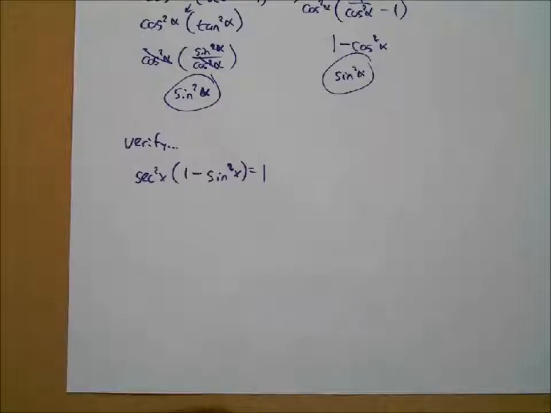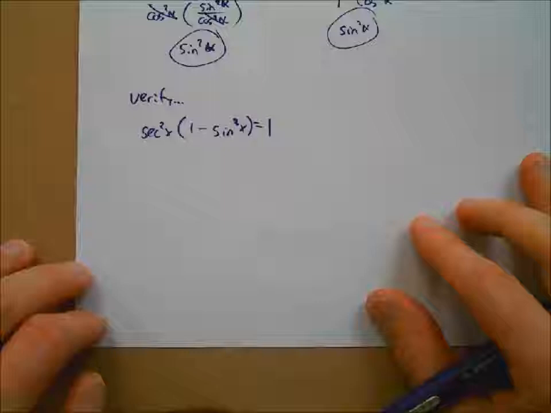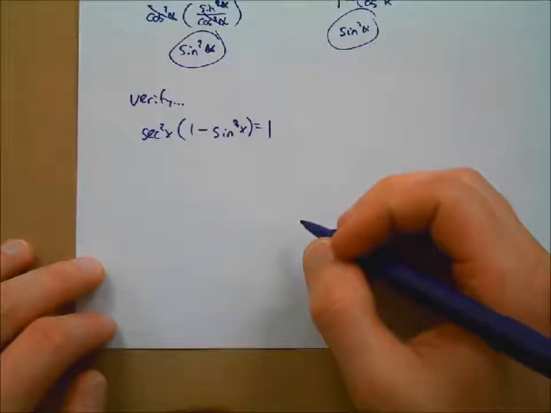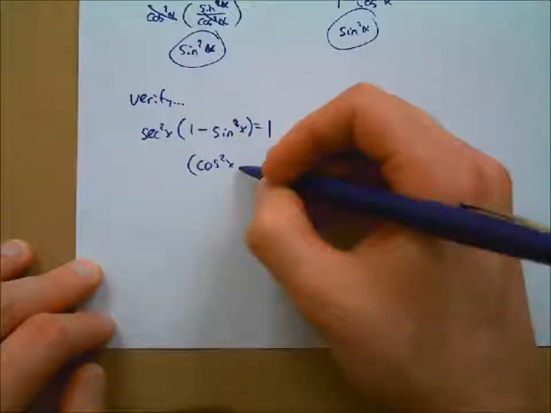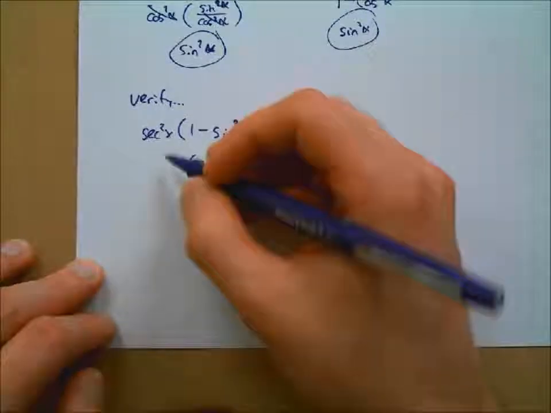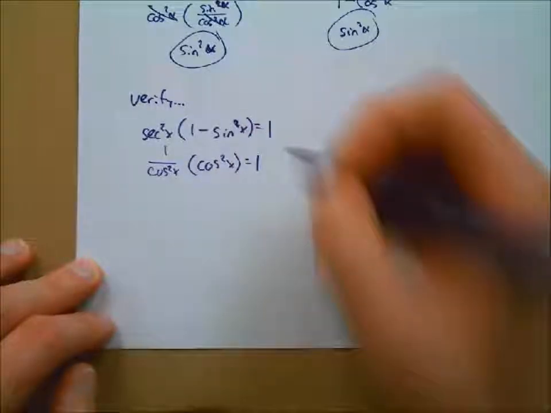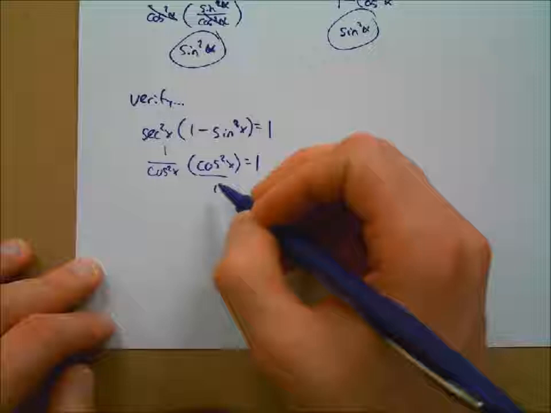So I manipulated the first identity we got from the Pythagorean thing into 1 minus sine squared of x equals cosine squared of x. Okay, so we can replace that 1 minus sine squared with a cosine squared. And did you rewrite the secant squared at all? Yeah, I rewrote it into 1 over cosine squared of x. Okay. And then you multiply it out, and cosine squared of x over cosine squared of x does equal 1. Yeah, and so we get 1 equals 1. Check.